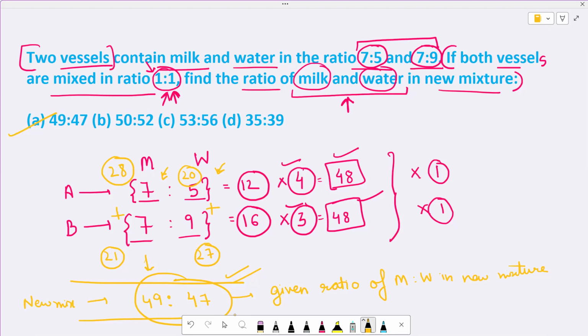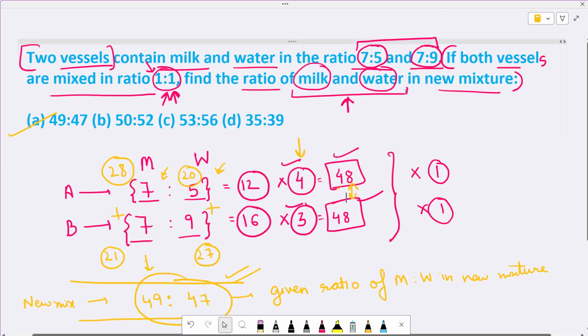So the main important part here was to make sure that we multiply these given ratios by such numbers so that the totals become equal, so that we can compare very easily, right? Just by multiplying, the ratio doesn't change, right? Because we're multiplying both milk and water, but the total quantity becomes the same, which makes it very easy for us to compare and check. So this is the most essential part.